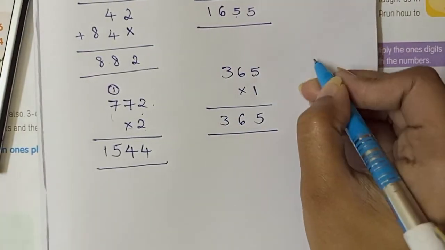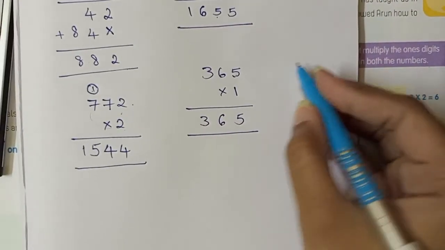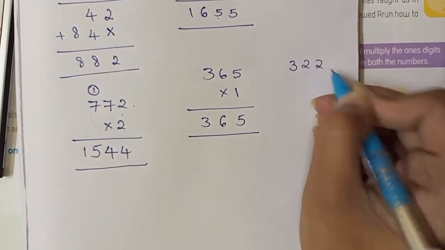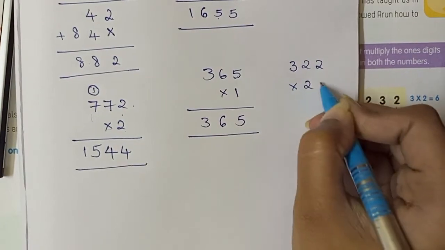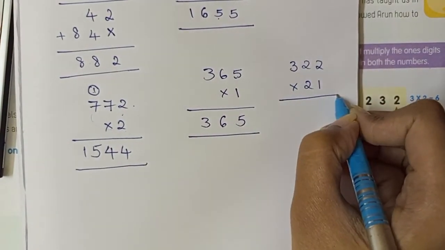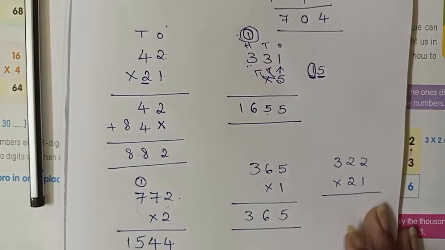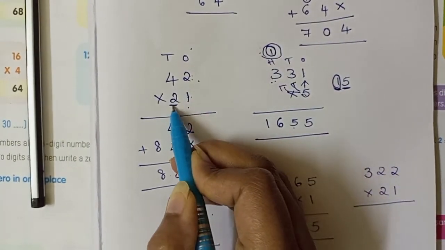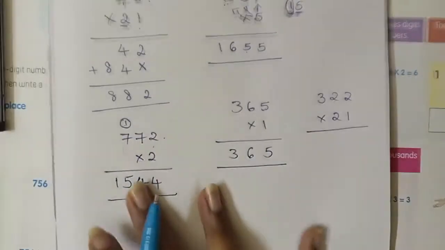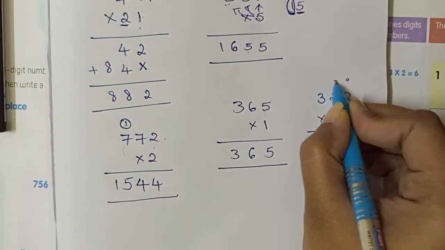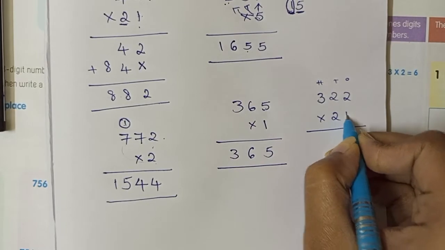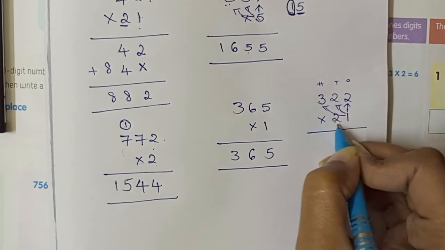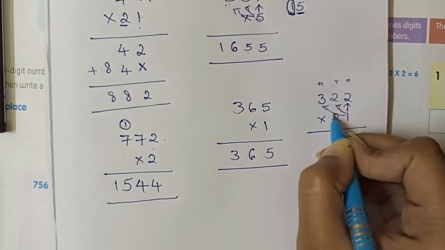3-digit number with a double digit number multiplication. See here, 322 into 21. In the top sums, we saw double digit with double digit. Like that here, ones, tens and hundreds. We have to multiply with ones, tens and again with hundreds. This number is also with ones, tens and hundreds.